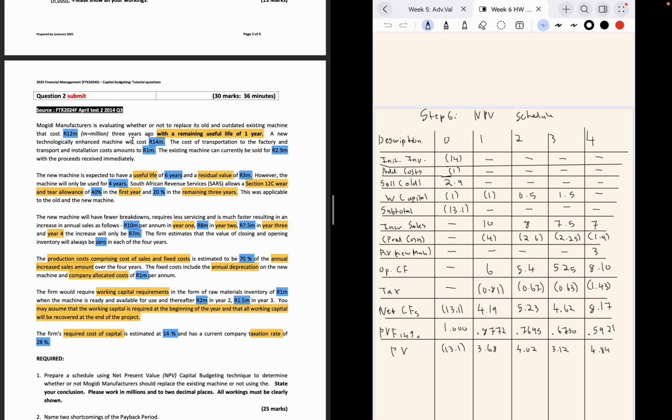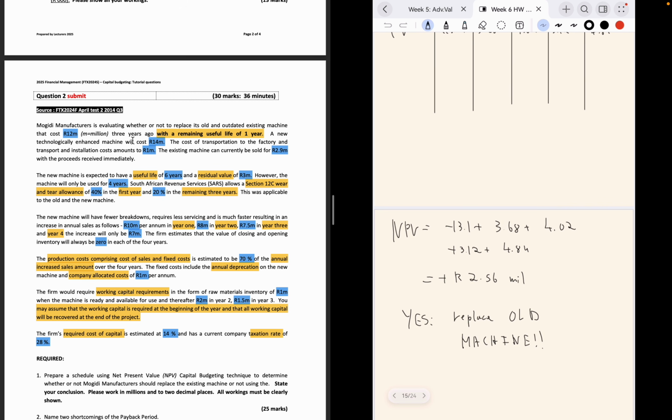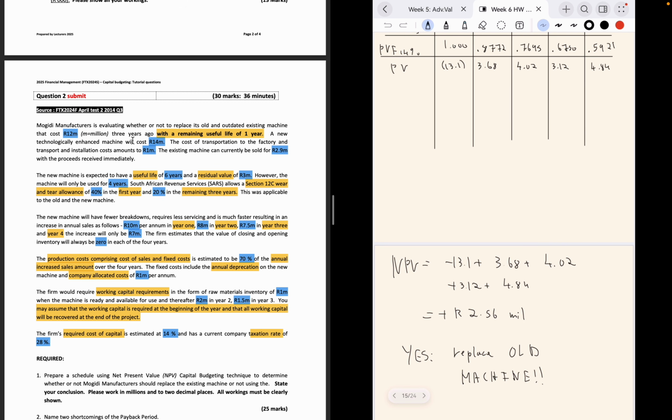It's a cash inflow. And so, yeah, increased sales, they give to us. The production costs we calculated previously, the residual value of 3 million in year 4, because that's what you can sell it for, and then the tax that we already calculated, and then we got everything. And then all there is to do is to add it up. And so because we have a positive value for our net present value, adding up negative 13.1 plus 3.68, etc., gives us 2.56 million positive. So the decision is to replace the old machine.